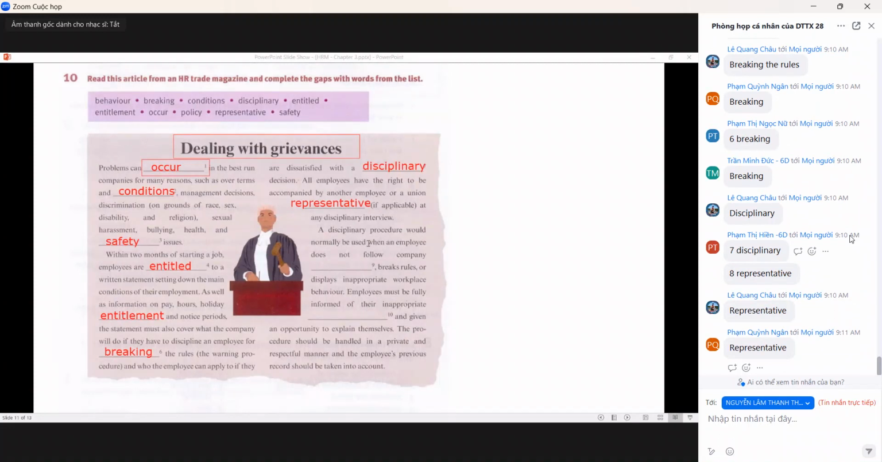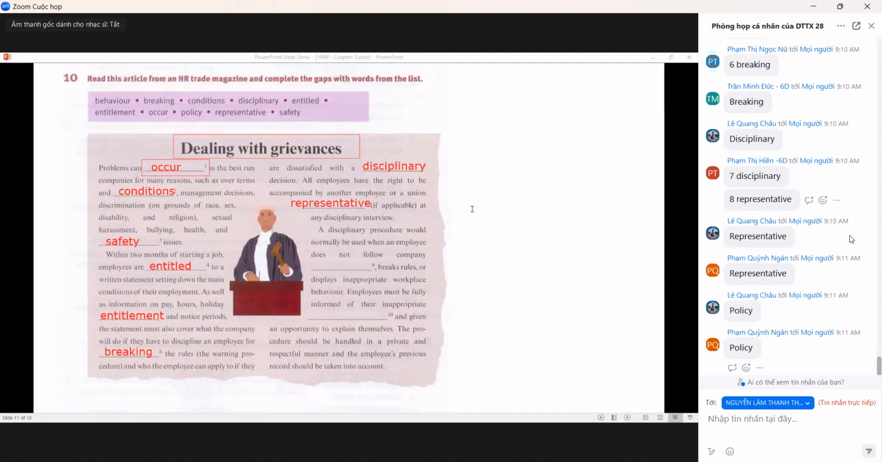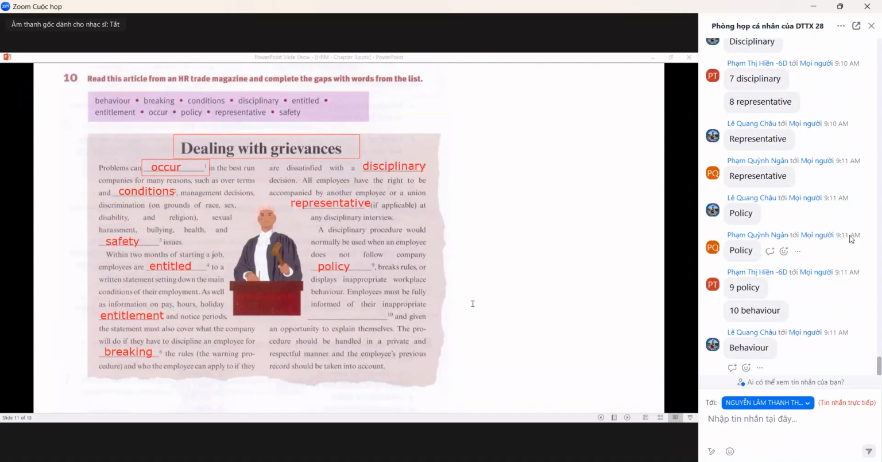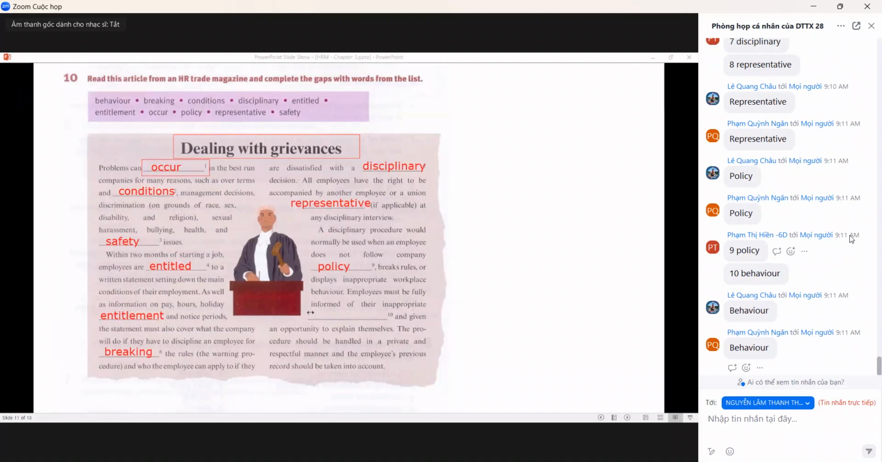A disciplinary procedure would normally be used when an employee does not follow company what? Policy. Yeah, that's correct in the context. Policy. Break rules or display inappropriate workplace behavior. Employees must be fully informed of their inappropriate behavior and given an opportunity to explain themselves.